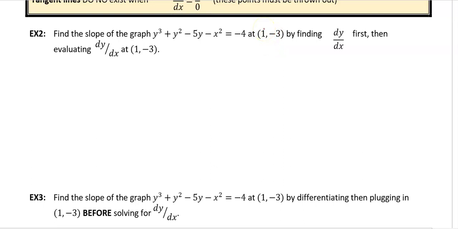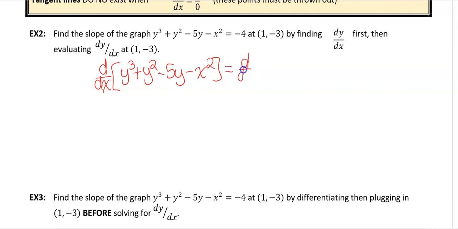Okay, so let's go ahead and differentiate. We have to do it implicitly because we cannot solve this for y easily. Okay, so we're going to do both sides. Take the derivative in terms of x of y cubed plus y squared minus 5y minus x squared. And then we take the derivative of the right hand side also.